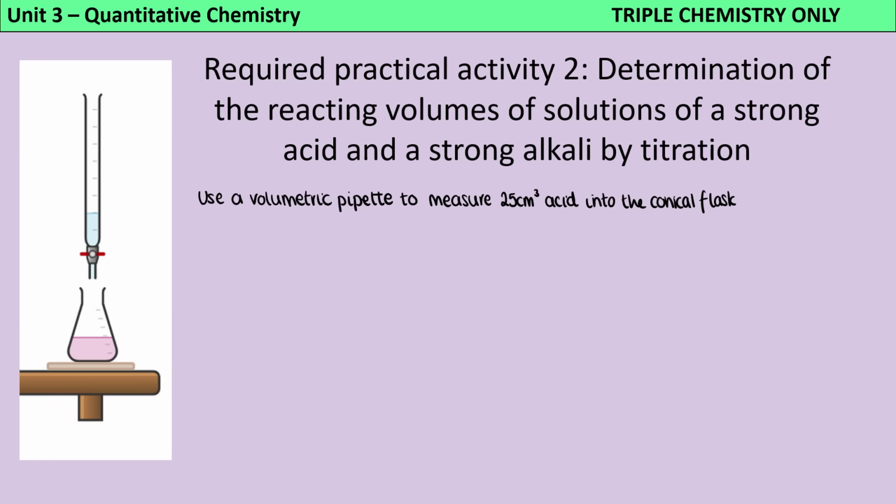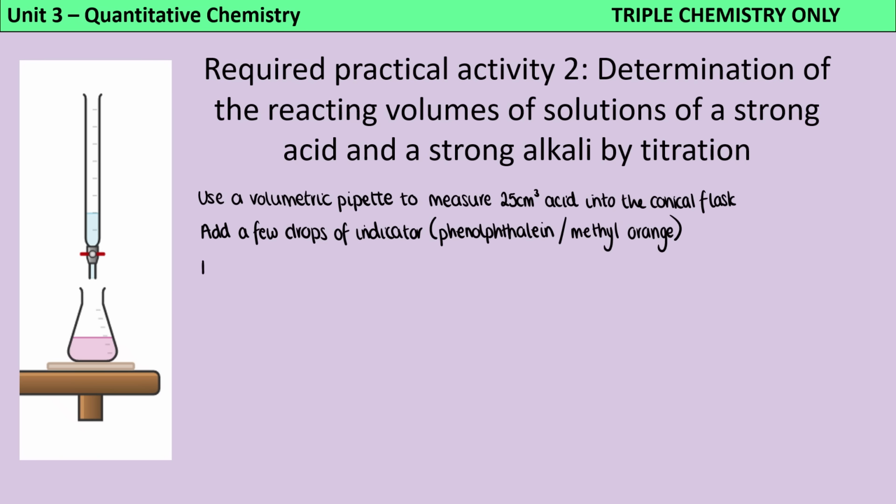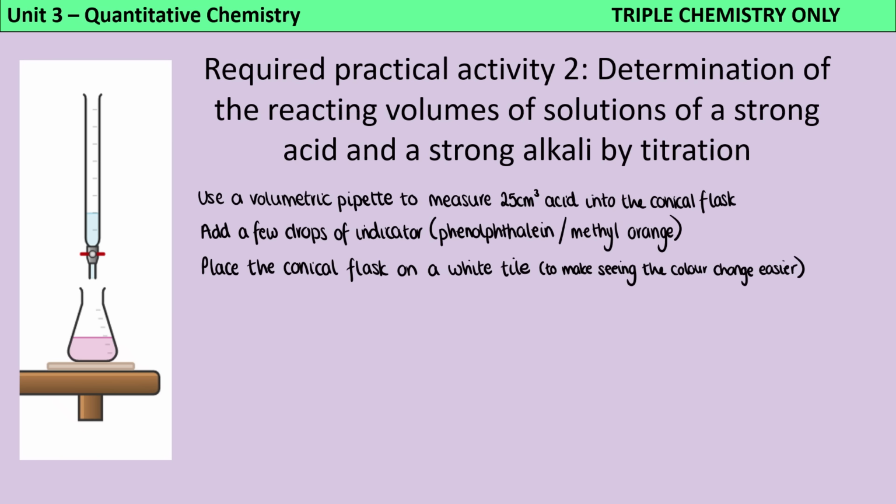We use a conical flask because the sloping sides mean that when you're swirling, you're not going to end up splashing solutions out. Then you're going to add a few drops of indicator. You could choose to name an indicator like phenolphthalein or methyl orange, but just saying indicator would also be sufficient. Then you're going to place that conical flask on a white tile, and this will help you to visualise where the colour change happens. Next, you're going to fill your burette with the other solution. So since in this example I've said that there's acid in the conical flask, there'll be alkali in the burette.